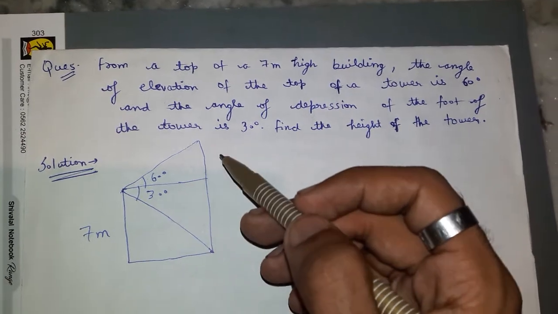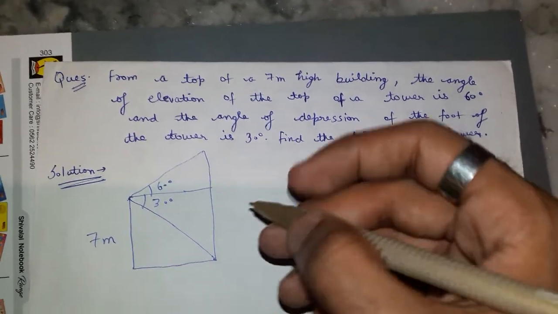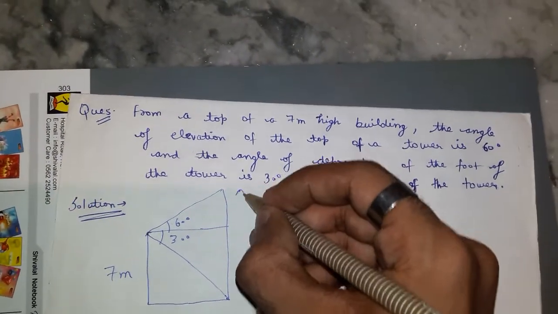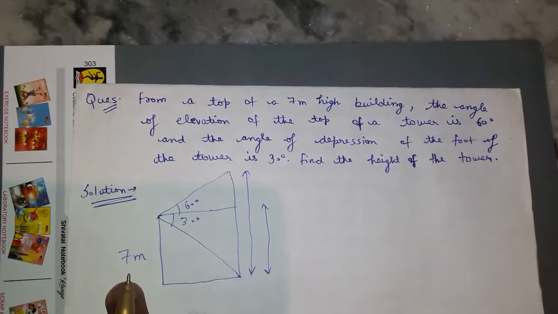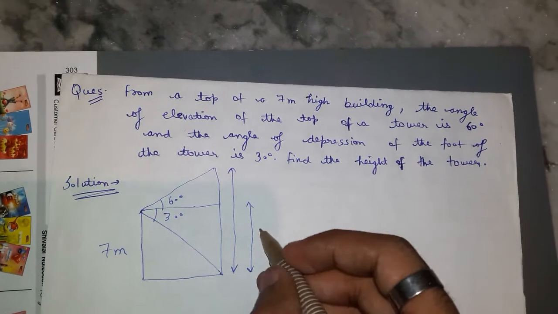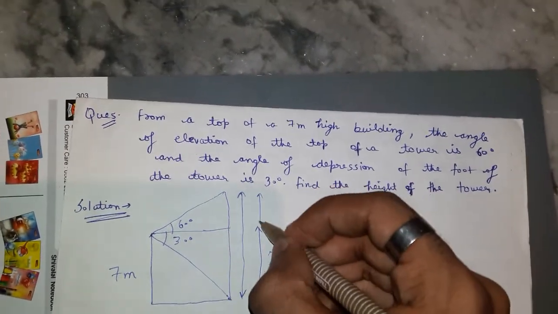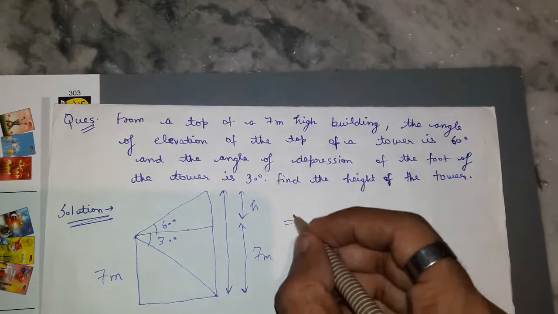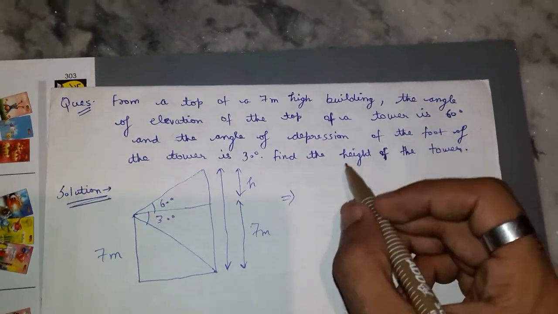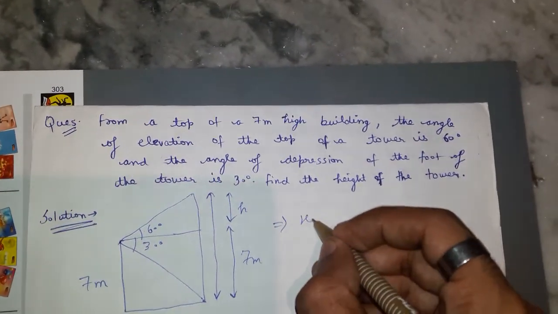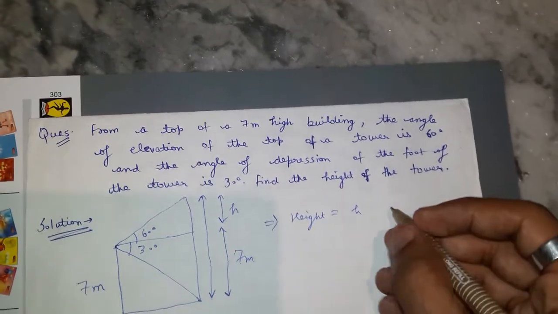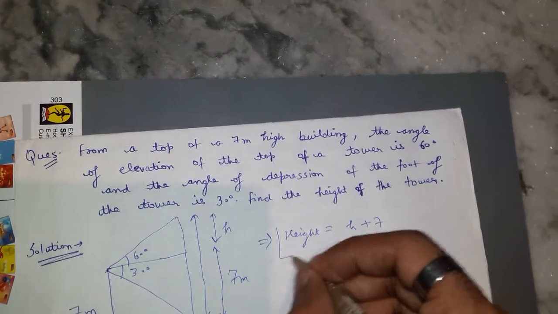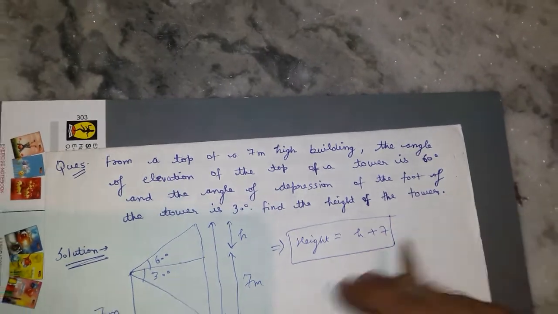Now we have to find the height of the tower, so basically the whole height. This part is given in the question as 7 meters, and let us suppose this part will be h. So the height of the tower at last must be h plus 7. The h plus 7 must be our answer, so basically we have to calculate this h.